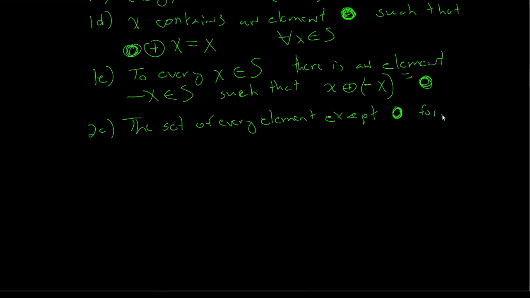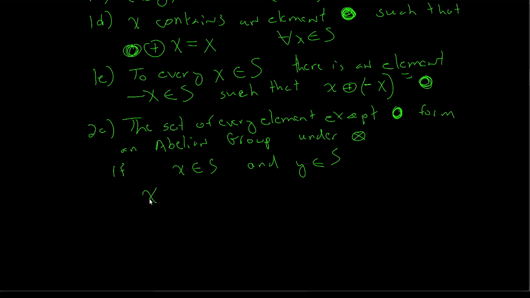And so they'll form an abelian group, so they'll be complete under multiplication. If x exists within our set and y exists within our set, then x, however we define multiplication, times y exists within our set.